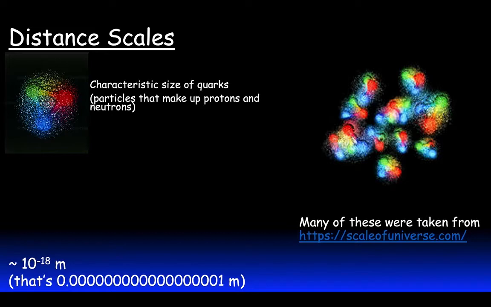So to finish off the first chapter, I'm going to look at the typical sizes, or in other words, lengths or distance scales of different objects in the universe. And we're going to be looking at them in scientific notation. Now, many of the pictures and objects were taken from scaleoftheuniverse.com. It's a very lovely website.